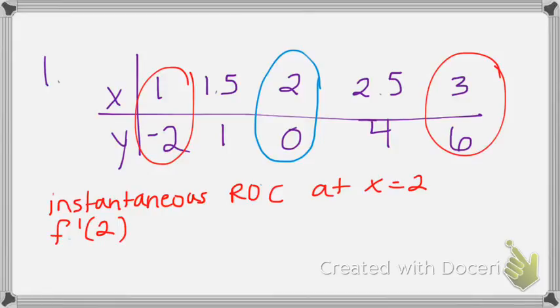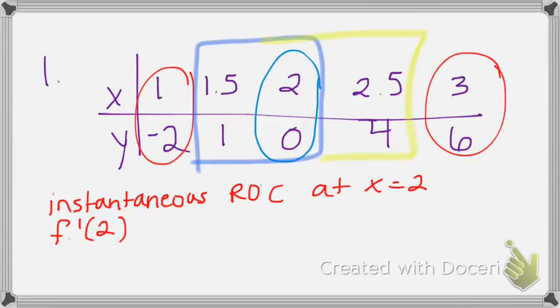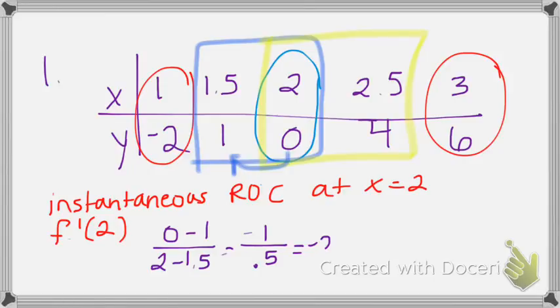So what you're going to do is find the slope to the left side of 2. Then you're going to find the slope to the right side of 2. And then you're going to average it. So if I start with the left side, that would be 0 minus 1 over 2 minus 1.5. And you get negative 1 over 0.5, which is negative 2.